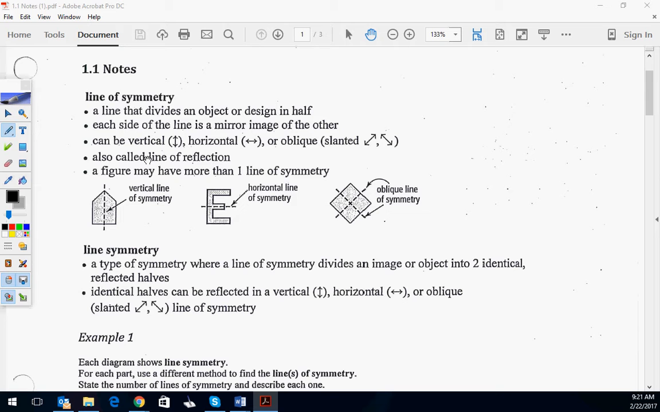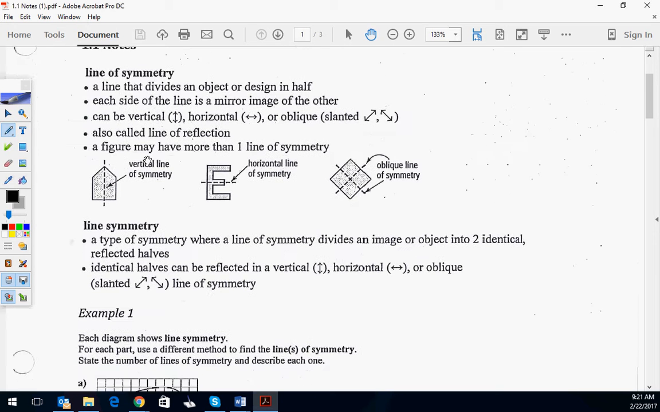If you're not familiar with them yet, you just wrote down the definition, then you actually understand them. Okay, so line symmetry: a line that divides an object or design in half. Remember, Jack asked that good question yesterday: what do you exactly mean by symmetry? Well, that means when you cut it in half, it folds exactly on top of itself. That makes it symmetrical. If it has any overlap or any part of it that does not fold, it essentially would not be symmetric. Each side of the line is a mirror image of the other. That's what I just said, mirrored.